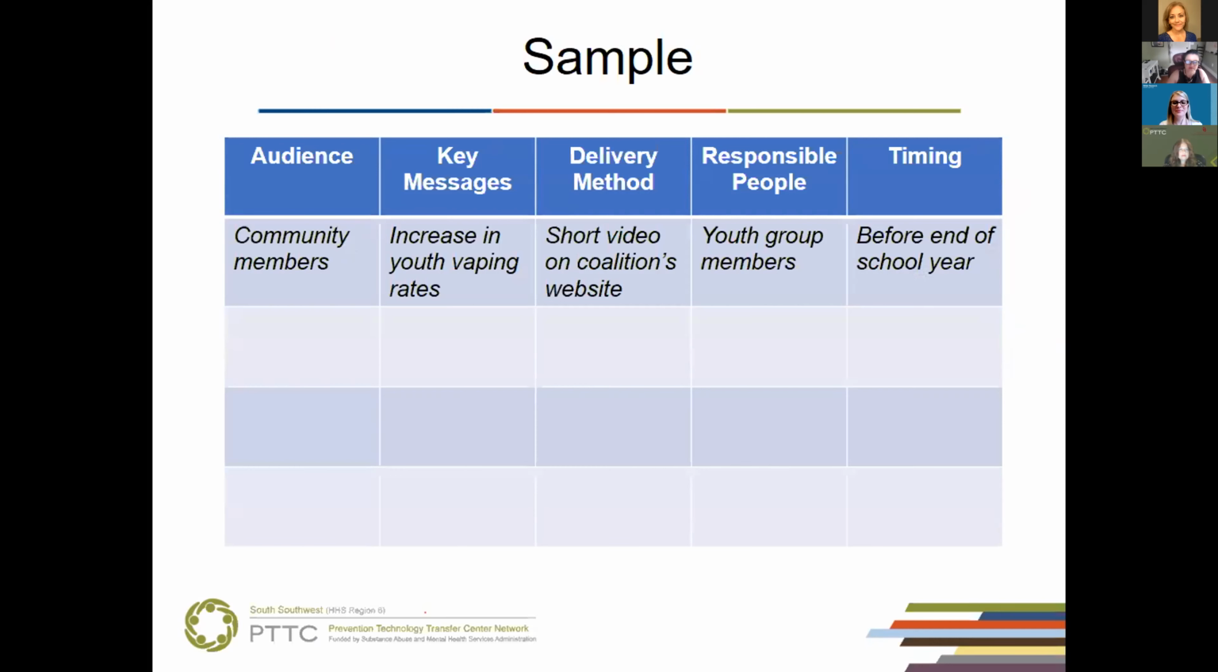And this is where, with the community members who want something really concise, high level and engaging, a youth created video would be really a great way to get to the minds and hearts of parents and community members. And just thinking about timing, is that something that you would want to do before the end of the school year, when youth are back out in their neighborhoods and homes and maybe have greater access to vaping products?